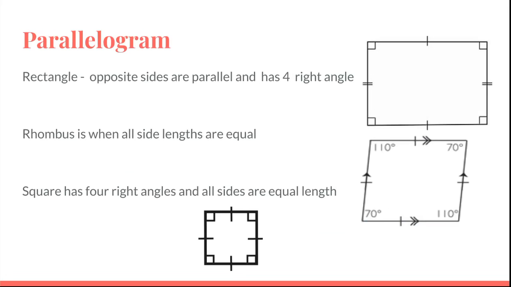One type of parallelogram is a rectangle. A rectangle is when opposite sides are parallel and it has four right angles. Now, if we have a parallelogram where we don't necessarily have four right angles, but where we do have the length of sides being equal, then we have a rhombus, which is the second picture on the right. Lastly, we have a square that has four right angles and where all sides are equal lengths. I will go more in depth on the square in a second.